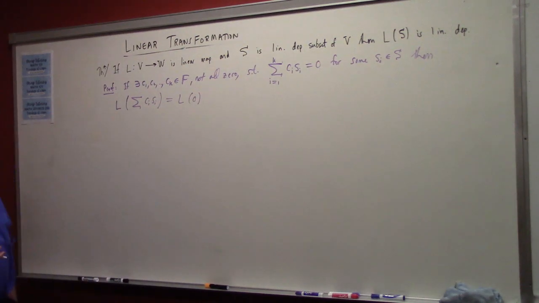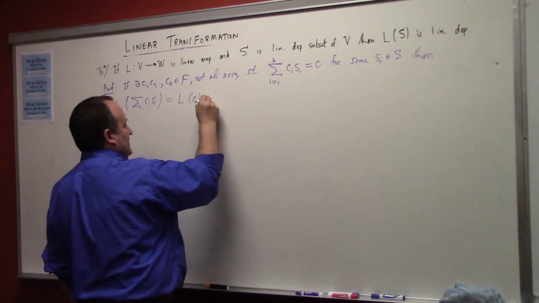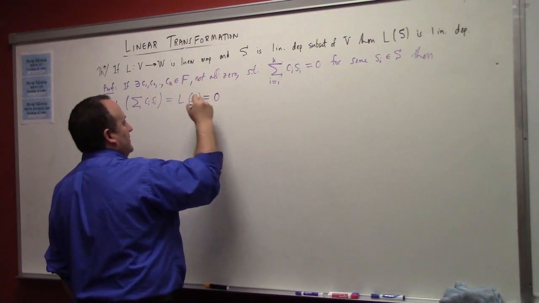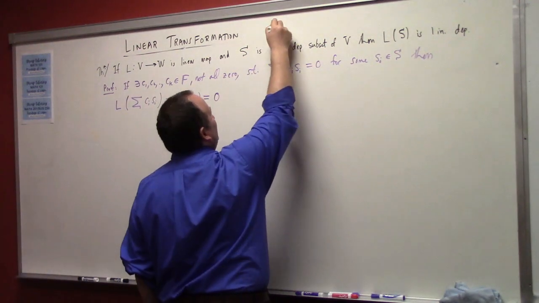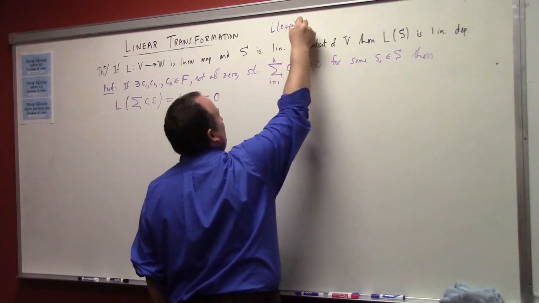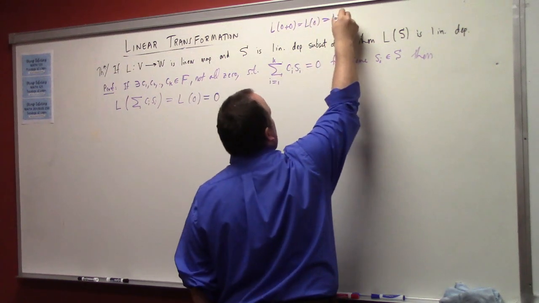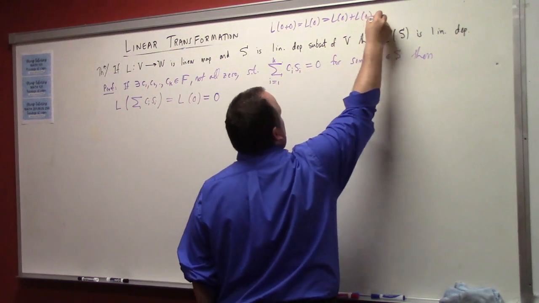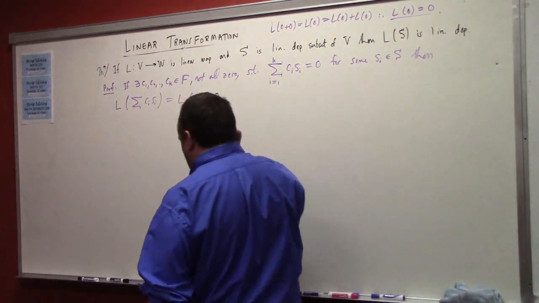But it's a linear transformation, and we know that 0 maps to 0, because you can easily derive that from additivity. You know how to do that: L of 0 plus 0 equals L of 0. So it's just that. I mean, you got that, yeah. Okay.